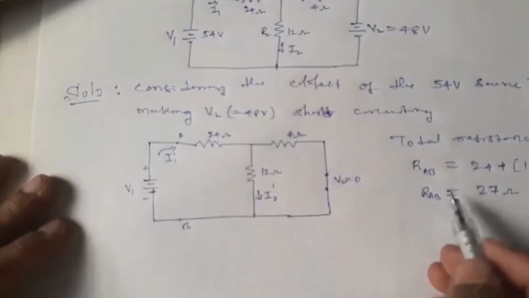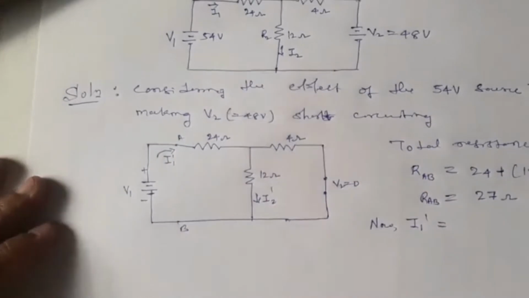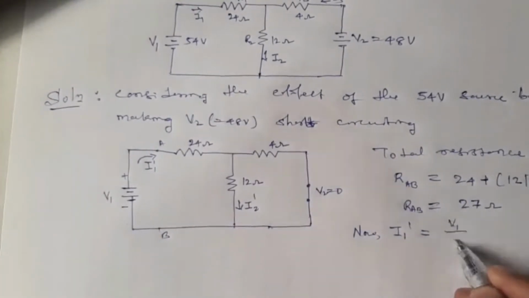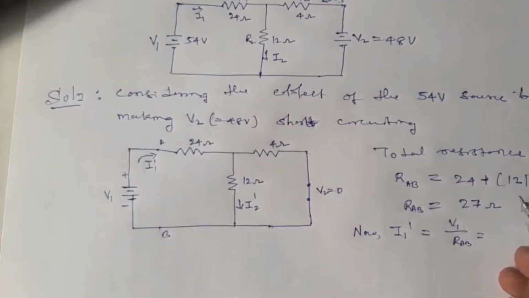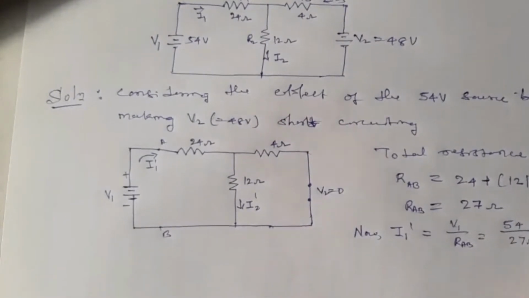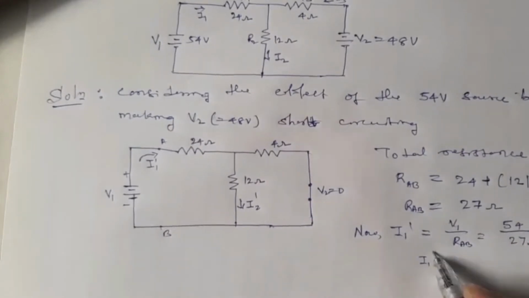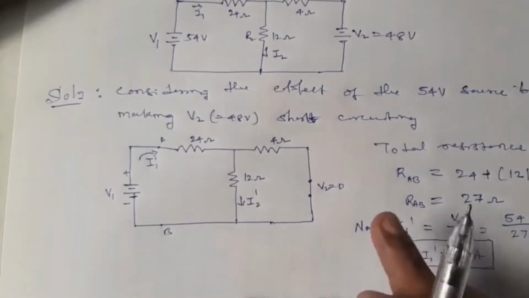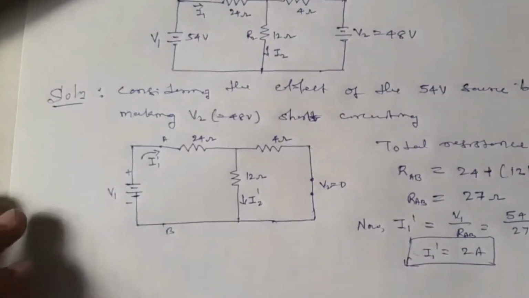Now we'll find I1 dash. I1 dash is V1 by RAB, and V1 is 54 volts divided by RAB, which is 27 ohm. So you will get 2 ampere. I1 dash is equal to 2 ampere. So you got one response because of V1. You should get another response.